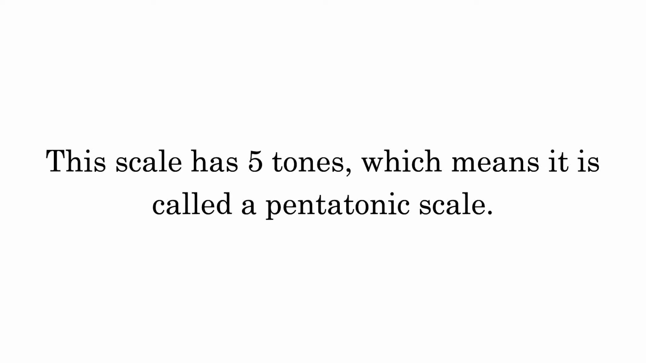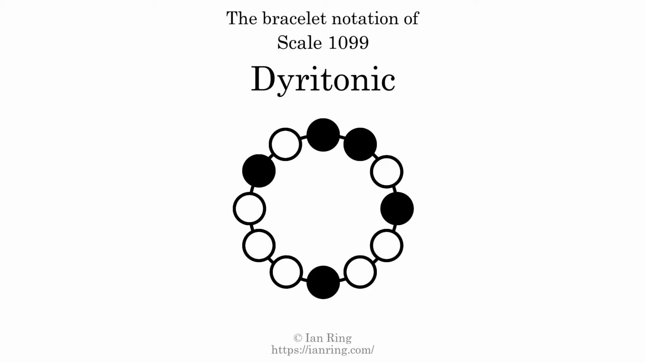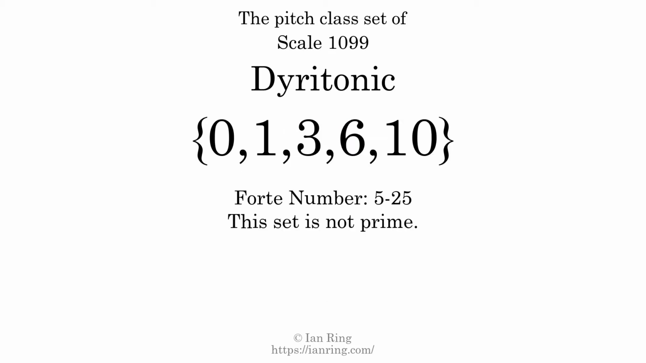This scale has 5 tones, which means it is called a pentatonic scale. This is a bracelet notation diagram of scale 1099. The shaded circles represent tones that appear in the scale, and they are read clockwise, starting at the top. The pitch class set for this scale is 0, 1, 3, 6, 10. The forte class is 5-25. This set is not prime.